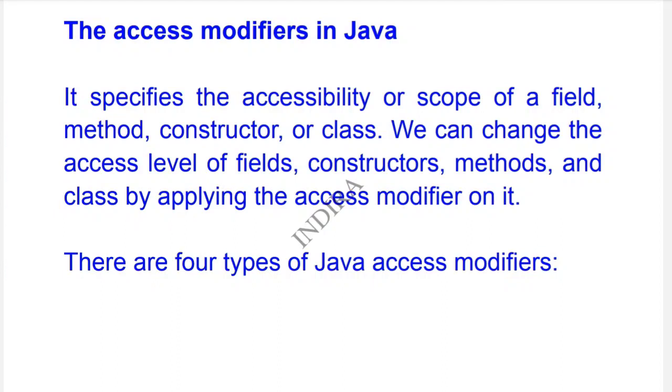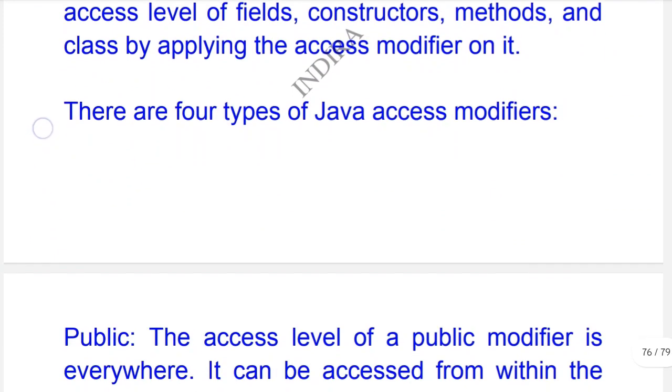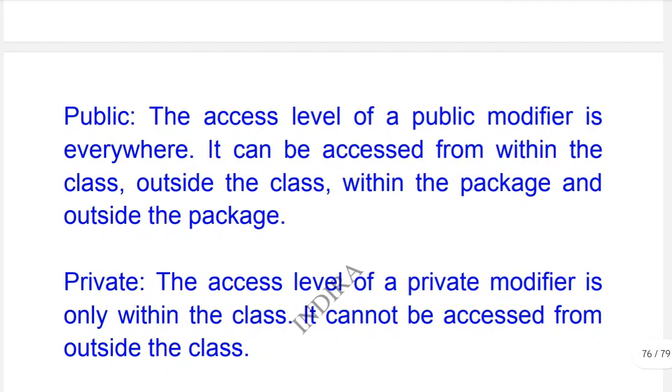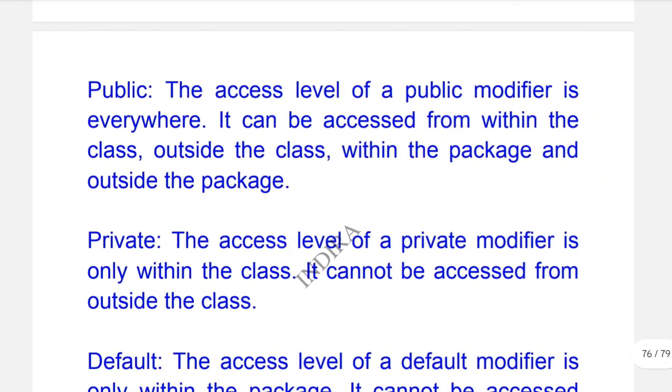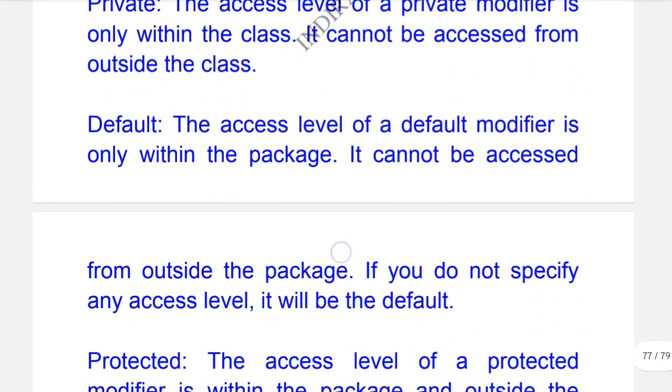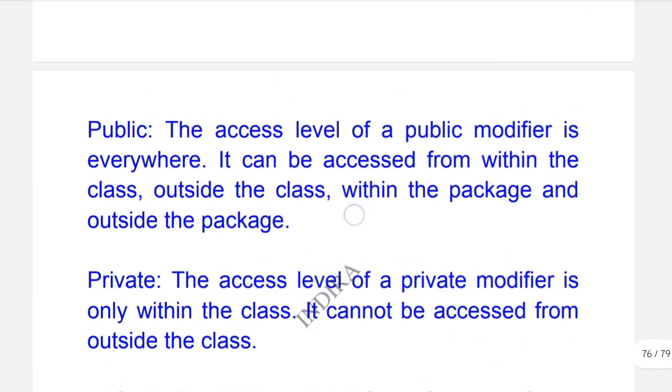So access modifiers are used to control access to the fields, constructors, methods and classes. There are four types of Java access modifiers: public, private, default, protected. So these four come under the access modifier.